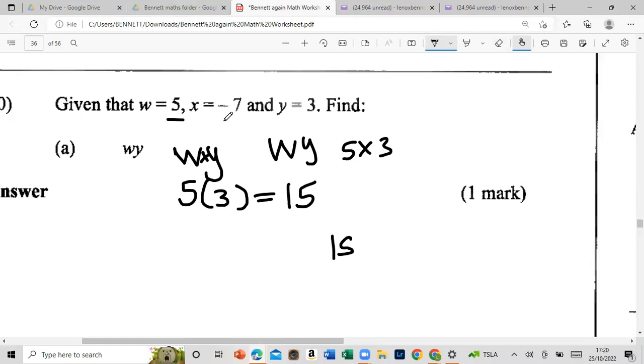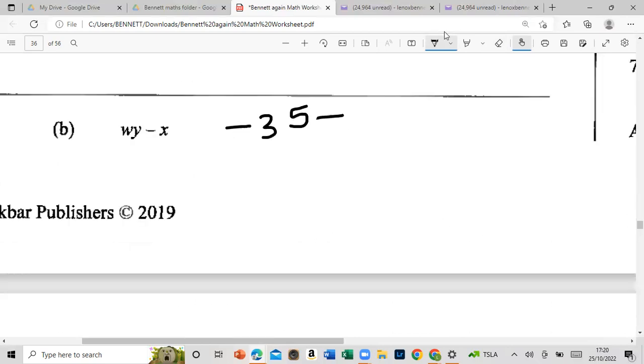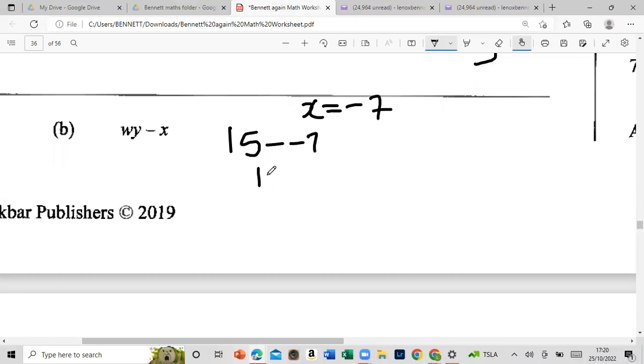And now x, the value of x is negative 7. So we got 15 for wy. So that's 15 minus x, and x is actually negative 7. So let's just put that in perspective. Because it's negative 7, we put another negative and 7. As we said earlier, two negatives give us a positive, negative times negative. So we add both of them and we get 22. And that would be our answer.